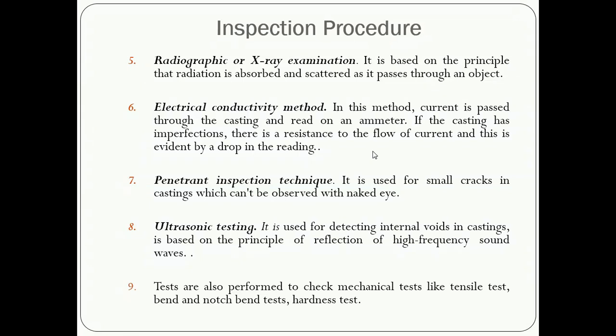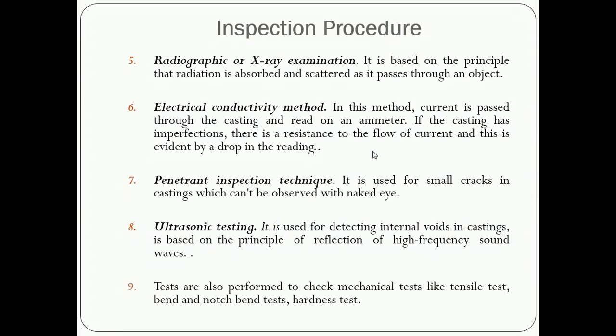Next is electrical conductivity test. In this method, current is passed through the casting and read on the ammeter. If the casting has imperfections, there is a resistance to the flow of current, and this is evident by a drop in the reading. By using this electrical conductivity method, we can find out the normal cracks which are present just below the surface of the casting. That test is called the electrical conductivity test.